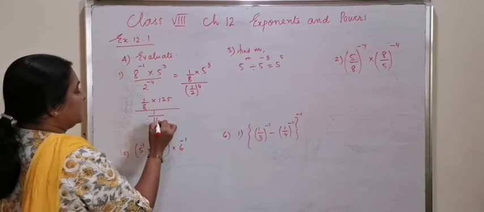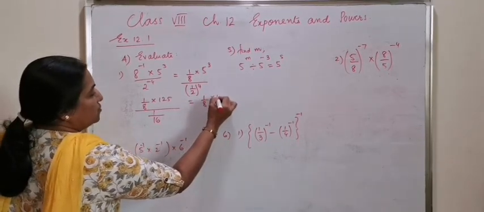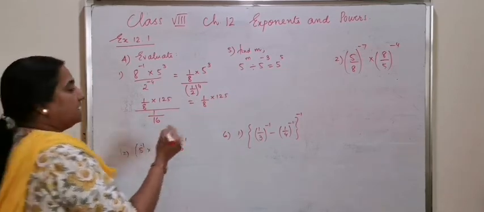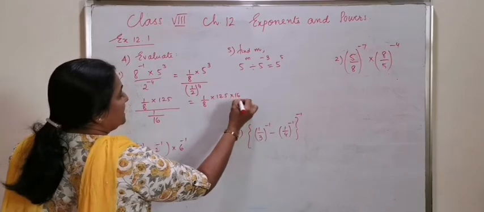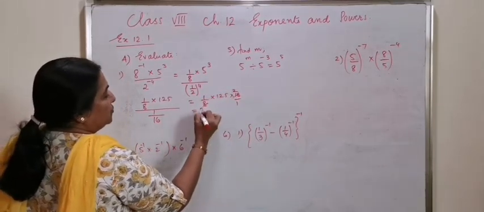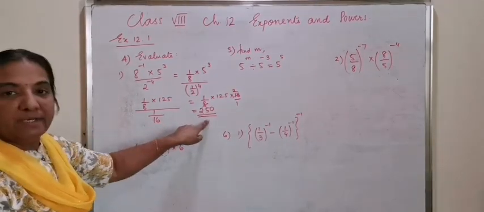are 16. Which is the same as 1 by 8 into 125. Division by a fraction is multiplied by the reciprocal, into 16 by 1, or 125 into 2 is 250. So the answer is 250.